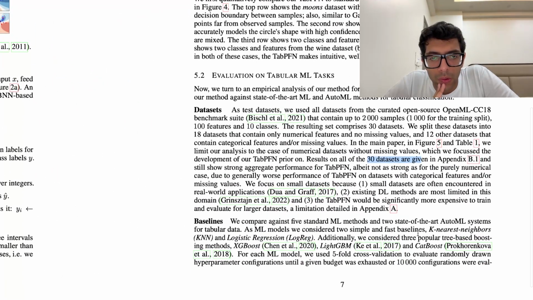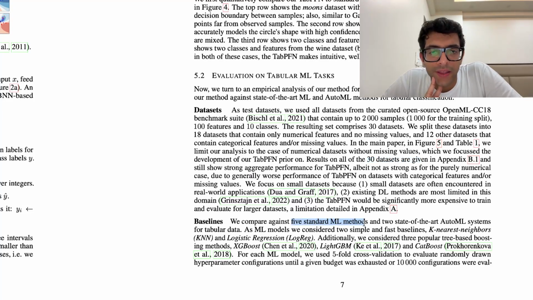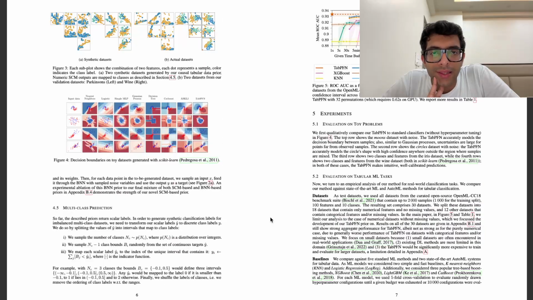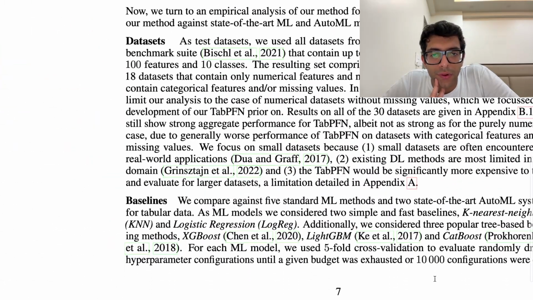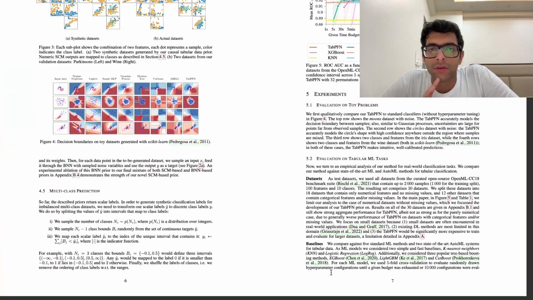I'm not sure what else I can explain over here. It's quite standard, to be honest. Like I told you, we're using 5 ML methods and 2 SOTA AutoML systems for tabular data. And these are the ones that are used for the baseline, right? So let's move forward.